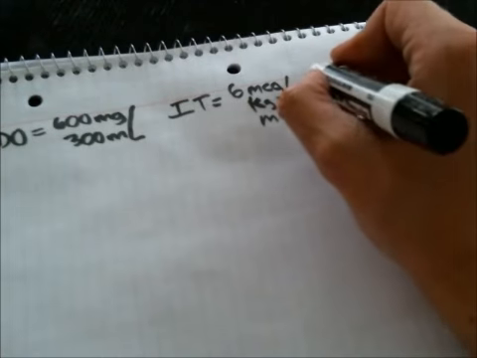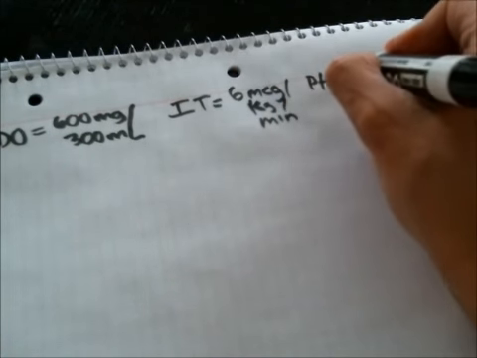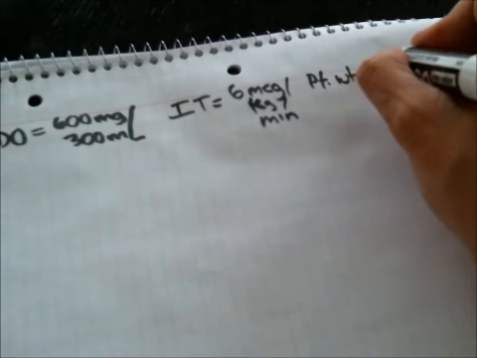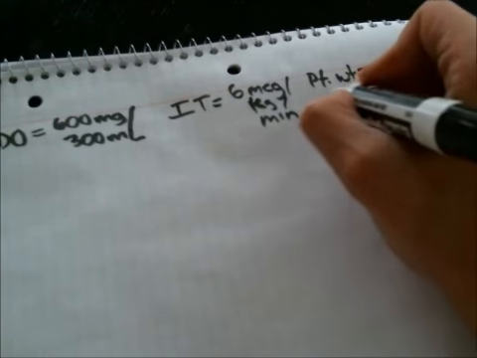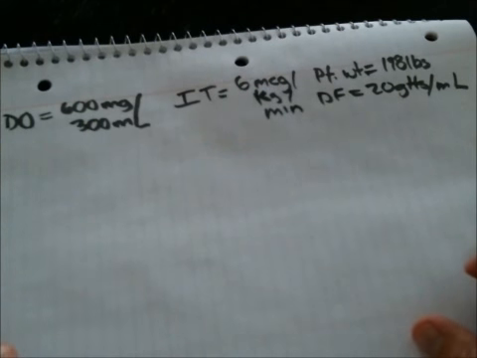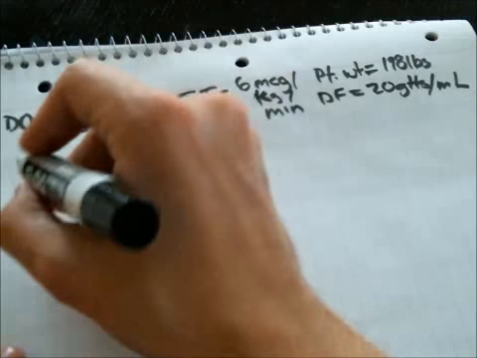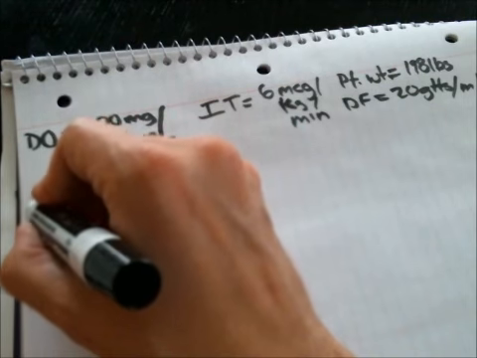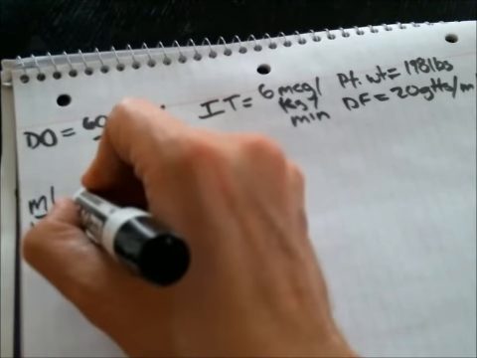We know that the patient weight is 198 pounds. And the drop factor, sorry, I'll put it down here, is 20 drops per milliliter. Okay, so we've got several units here, several pieces of information. Let's put it together. The first question is flow rate in milliliters per hour. Okay, that's what we're looking for, is milliliters per hour.